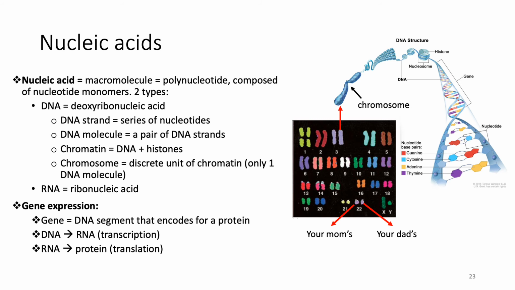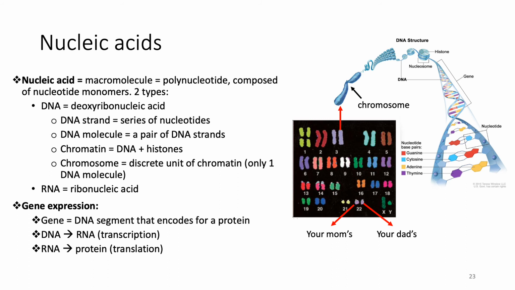A DNA strand is composed of a series of DNA nucleotides. A pair of DNA strands makes up a DNA molecule. If you think of DNA as a ladder, then the sugar and phosphate components of the nucleotides form the vertical struts of the ladder, while the pairs of nucleotide bases interconnected by, in this case, hydrogen bonds form the horizontal rungs.